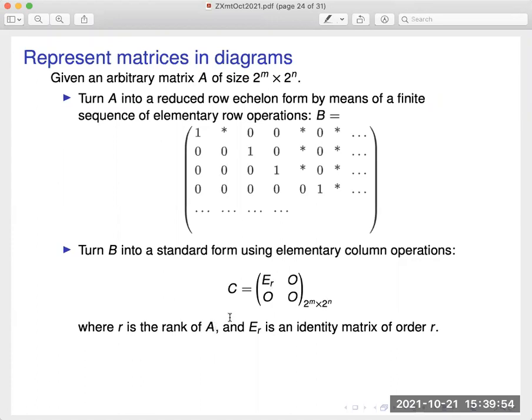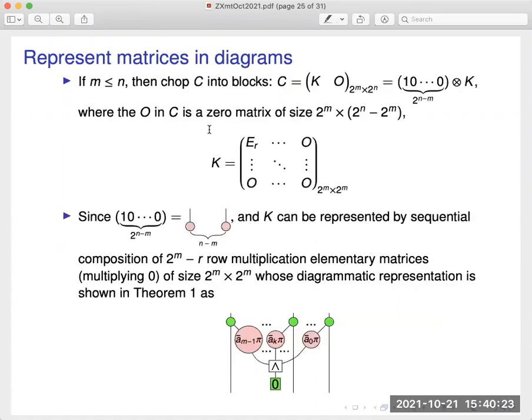Okay, so now if we turn A, using a lot of elementary operations, both row and column, into a standard form like this, we first need to know how to represent this standard form. So how do we represent this standard form?